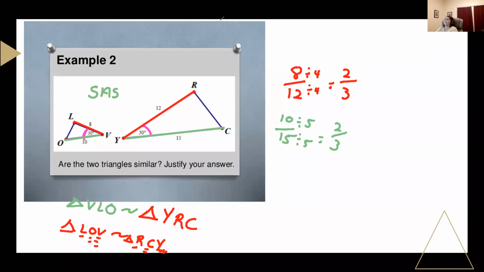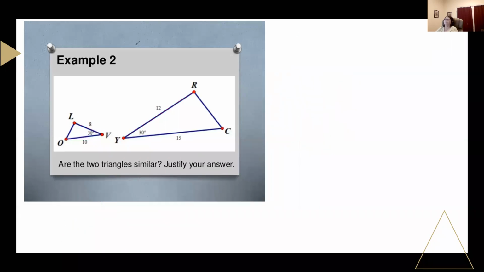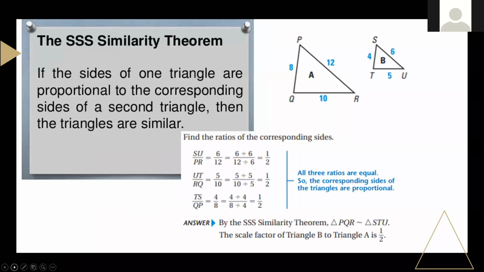Now I want to clear so I can go to the next one. Here they're using side, side, side, so I don't have any angles. And you just do the same thing we just did with the sides, but you do it to all three. So in this case, they did 6/12, and that reduces to a half. And they did 5/10, which reduces to a half. And then they did 4 and 8, which reduces to a half.